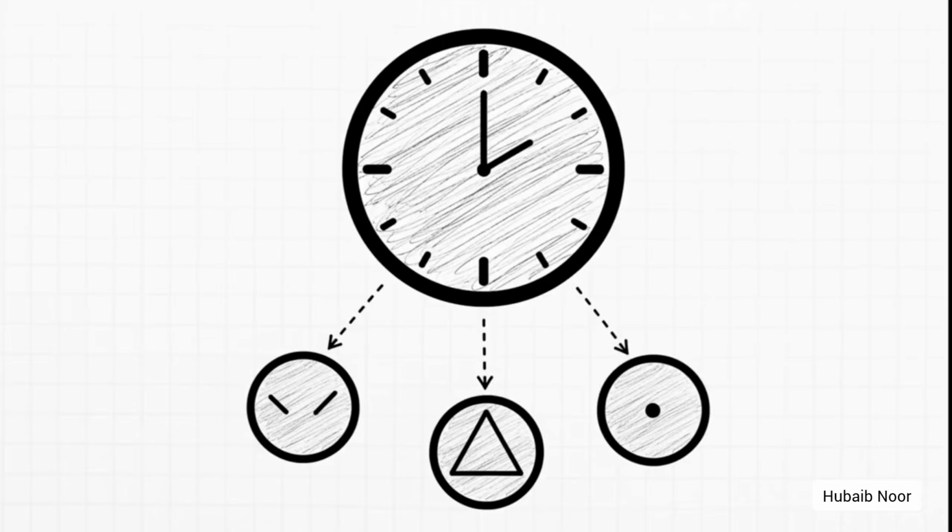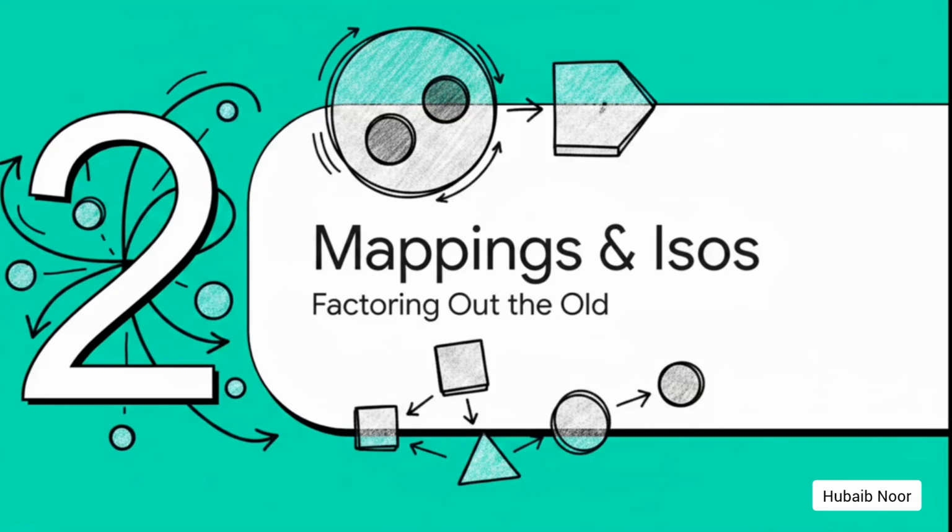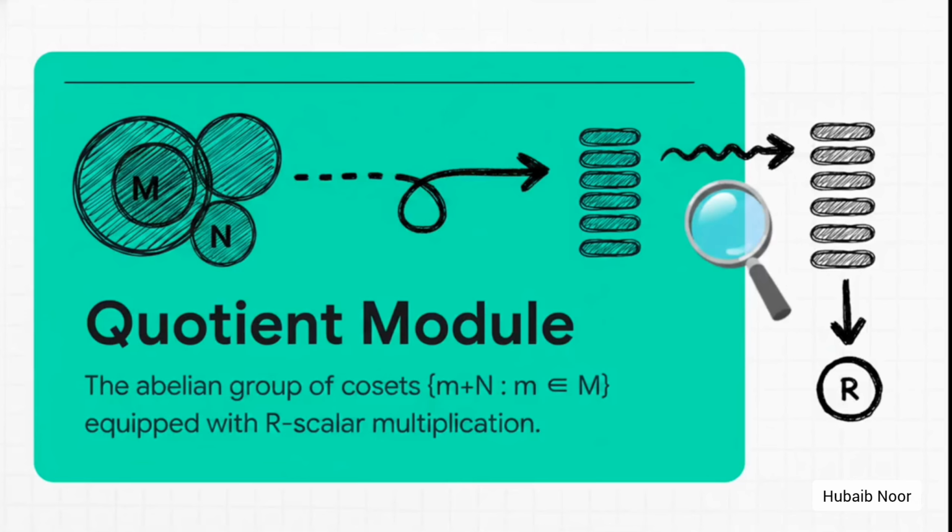Moving right along to section 2, mappings and isomorphisms, where we'll be factoring out the old. Just like we do with standard groups or vector spaces, we can take a submodule and map it down into what's known as a quotient module. Basically, you take your overarching module M and you divide out a submodule N. This creates a really powerful, simplified new structure of cosets that incredibly still respects our ring's scalar multiplication. We are effectively hiding the noise to see the bigger structural picture.